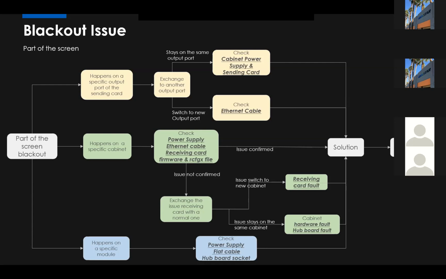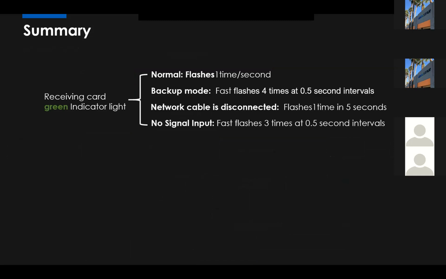All right, let's say the summary of the blackout. The most important thing is the receiving card gray indicator light. The normal mode flashes 1 time per second, and backup mode flashes 4 times per half second. Those are the things.